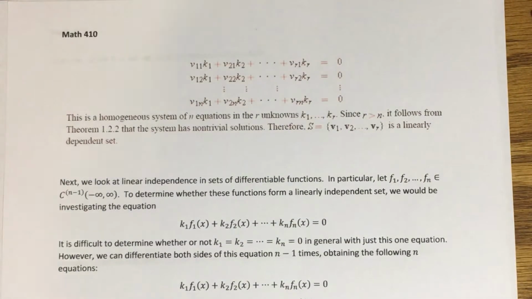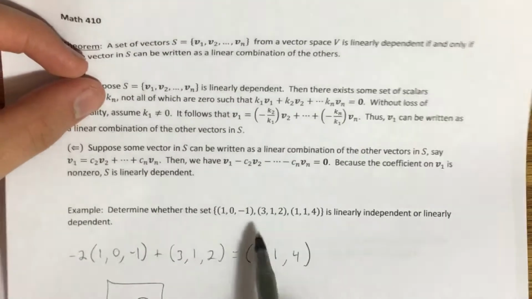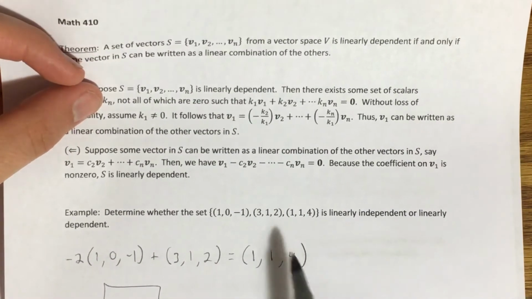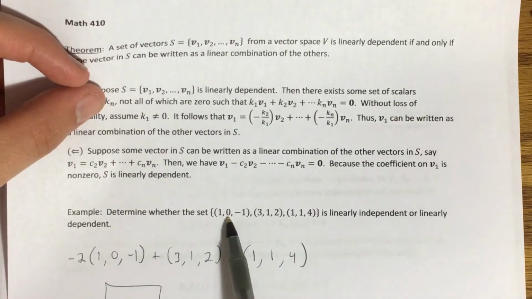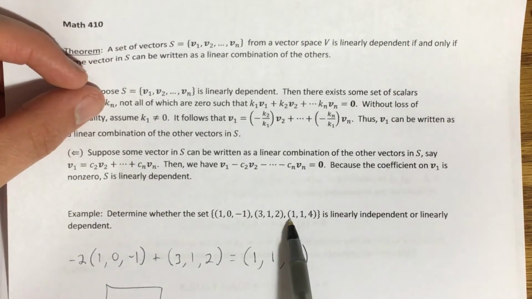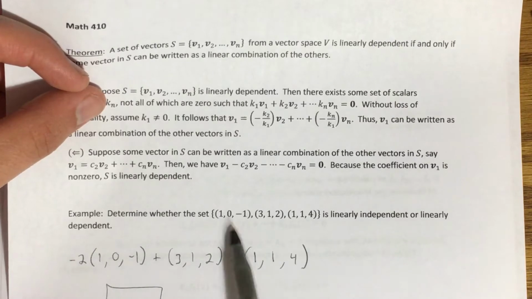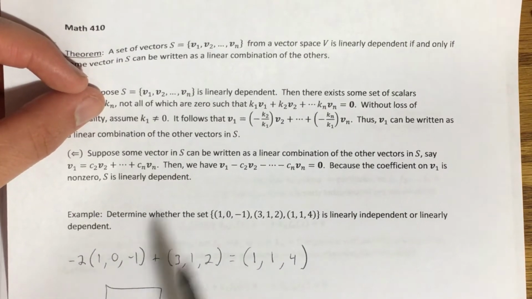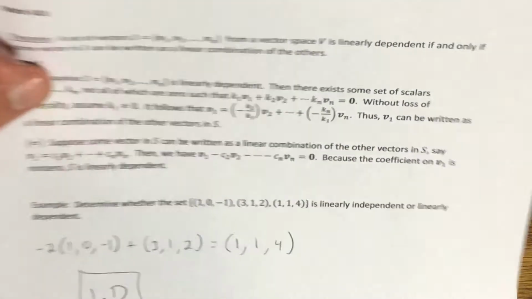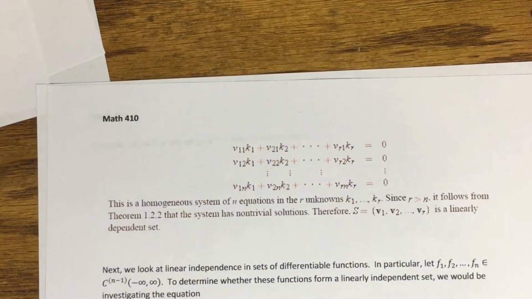So to give you an example, again, the one that we looked at a second ago, this is a set of vectors from R3, and we have a total of 3 vectors. So R in this case would be 3, and N would also be 3. R is not greater than N here, but we still have linear dependence. So don't assume more than you should from that theorem.